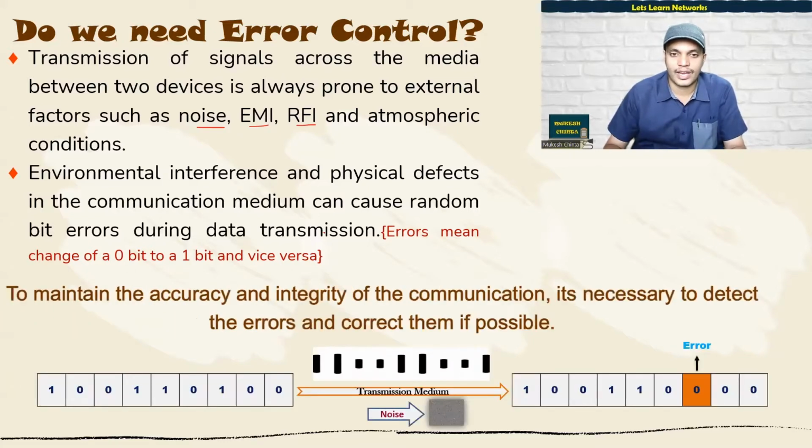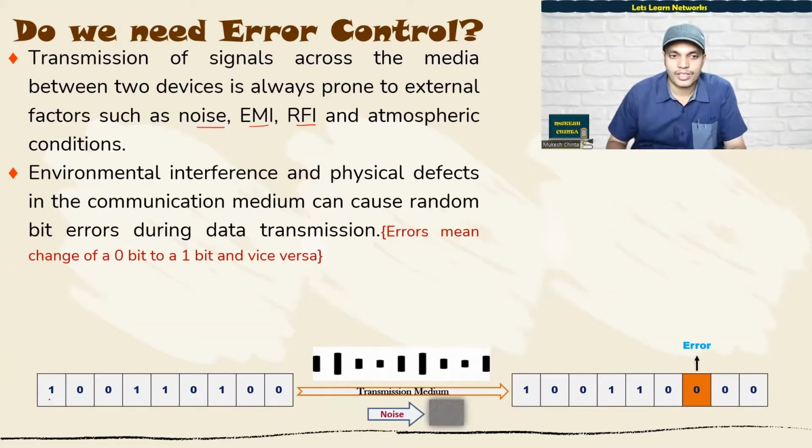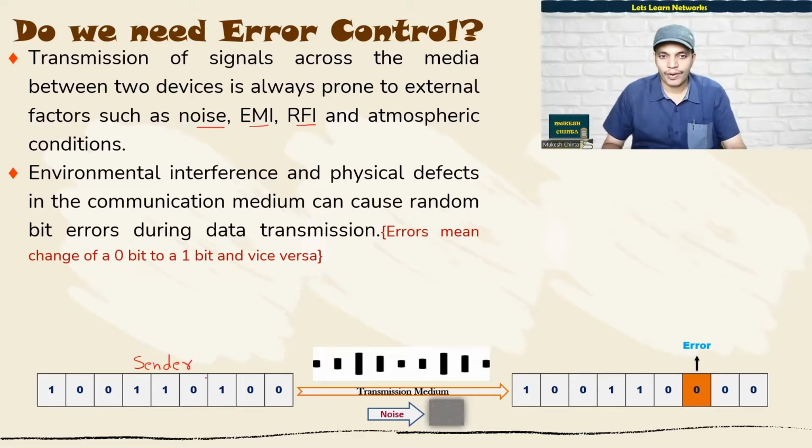Now just look at this diagram. Let's look at this example. Imagine that this is the data being sent from your sender. At the sender side, this is your data. Once it passes to the transmission medium, it is converted into signals for transmission. Because of some noise or some other factor, one of the bits is changed to 0. The actual bit for transmission is 1, but at the receiver, it is received as 0. This is called an error.